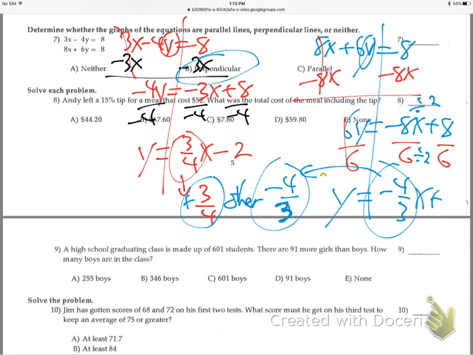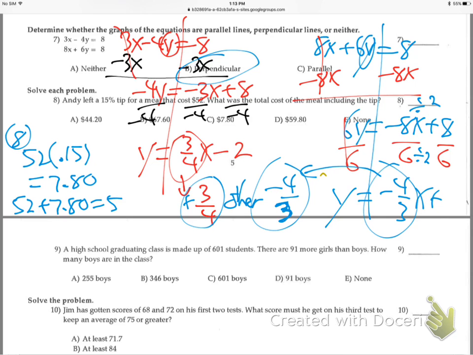Number 8. You did well on number 8. Yeah, 15% tip, that's easy. I'm going to skip number 8 and move on, because I don't have time to do everything. It's on the sheet. But for number 8, I'll do it real quick. Just $52 times 15%. And what do you get? Like $7.80, and that's the tip. Add that to the 52, get $59.80, there it is, you're done.